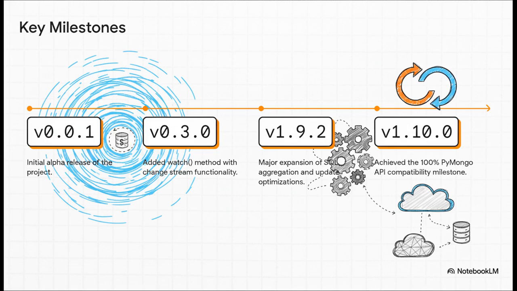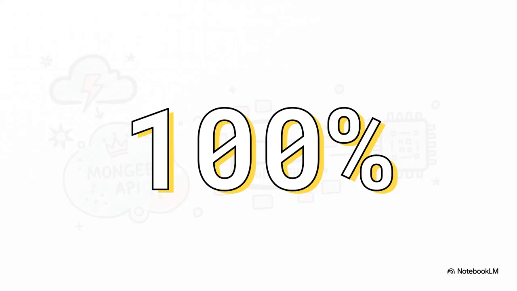By version 1.9.2, it was tackling complex aggregations. And then, the big one, version 1.10.0 hit full API compatibility. We're not just talking about a few common functions here. We're talking deep, true compatibility. Yeah, I want to stick with this for a second because this number is everything, 100%. And this isn't just some marketing slogan. As of the latest version, 1.13.7, it passes 360 out of 377 automated tests that run directly against a real MongoDB server. And those few skipped tests, they're not because of bugs or missing features, they're just due to the fundamental difference between a file and a server. The bottom line is, the API you already know just works.